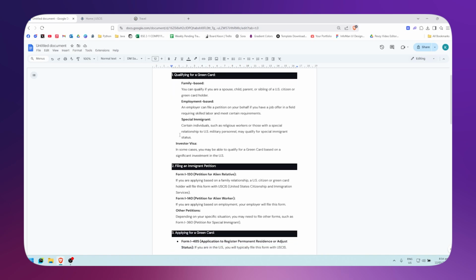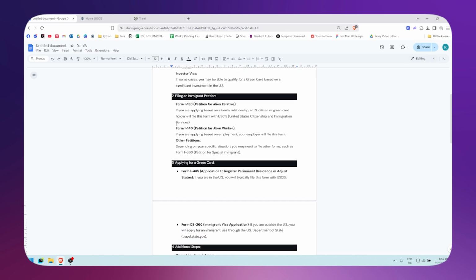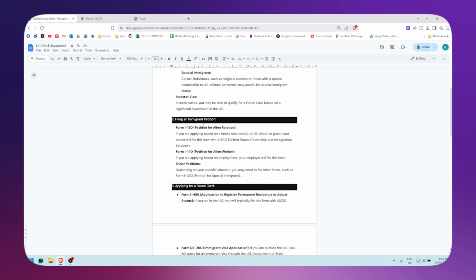Next is special immigrant. So certain individuals, such as religious workers or those with a special relationship to U.S. military personnel, may qualify for special immigrant status. Next is the investor visa. So in some cases, you may be able to qualify for a green card based on significant investment in the US.